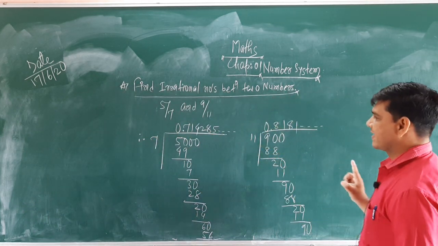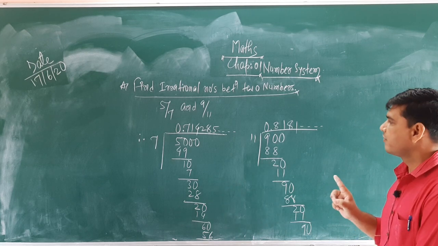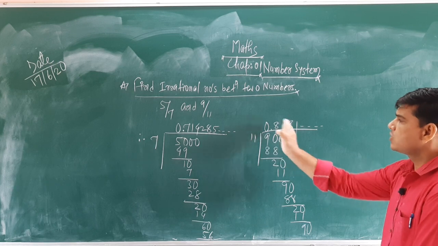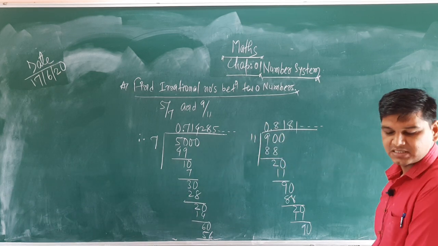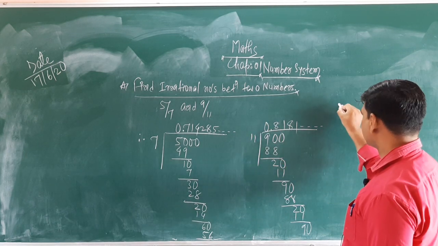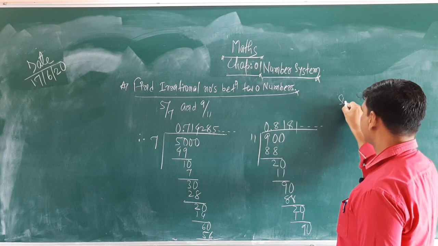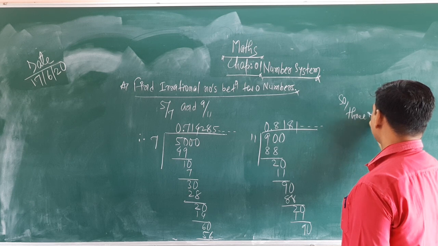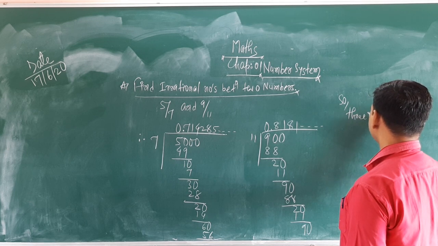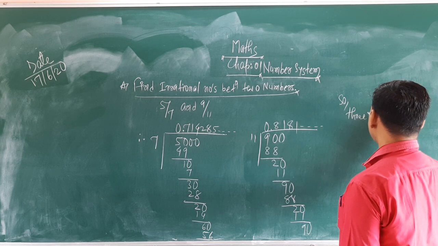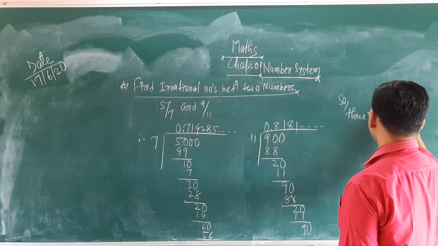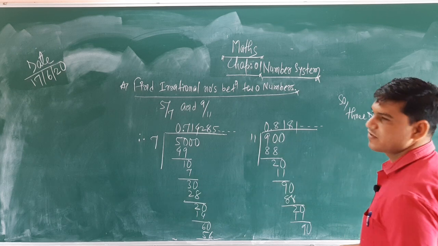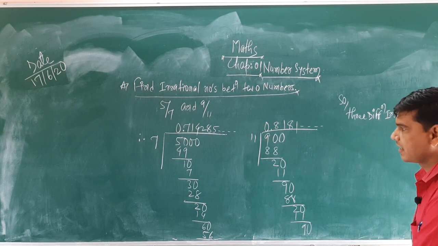So we get the two numbers. One is 0.714285 and one is 0.8 bar. So between these two numbers, we'll get the irrational numbers. Three different irrational numbers, if you want. Now if you want three different irrational numbers, how can we find them?